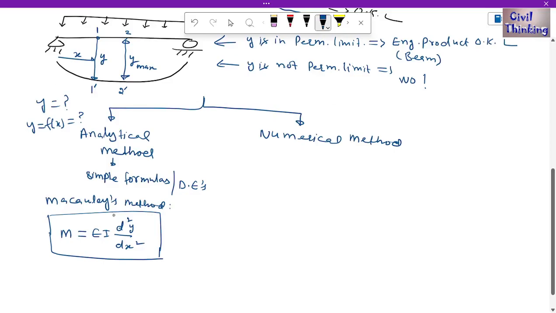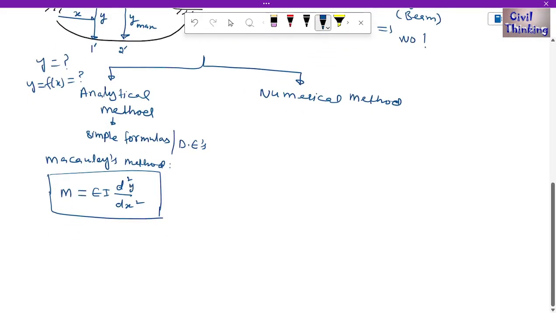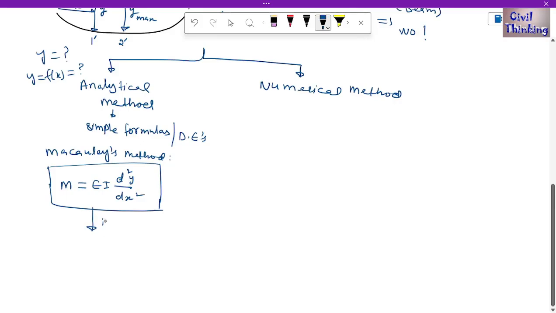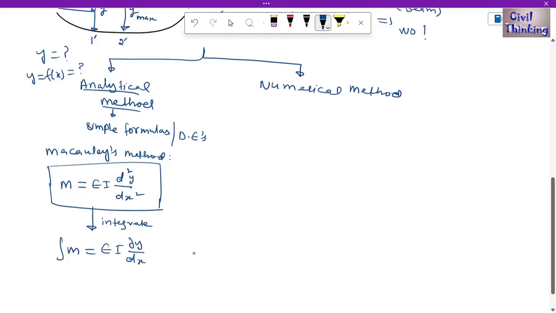Now in the analytical method we have this equation. Here is the y, and we need this y. This is d square y divided by dx square, the second order differential of y with respect to x. Now what we will do is integrate it. I'm talking about the analytical method. When we integrate, we get the integral of M is equal to EI times, the integral of d square y divided by dx square, which is dy divided by dx, right?